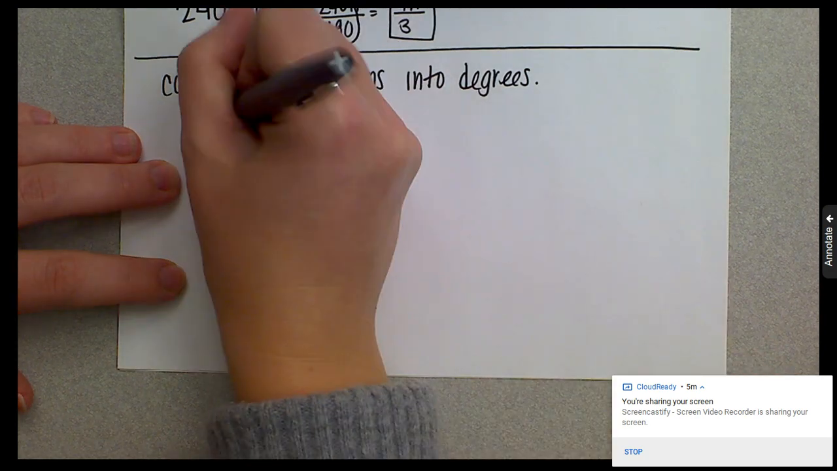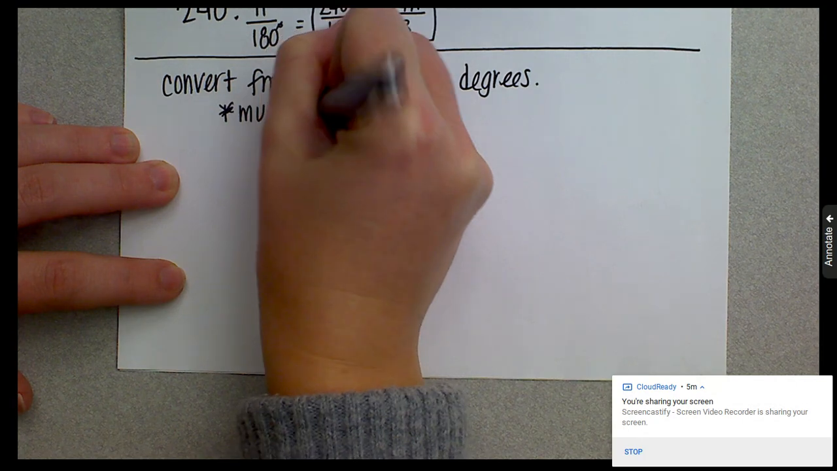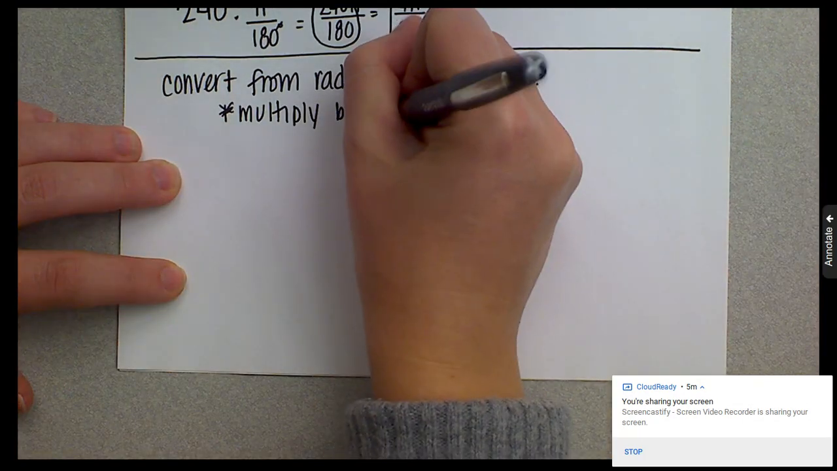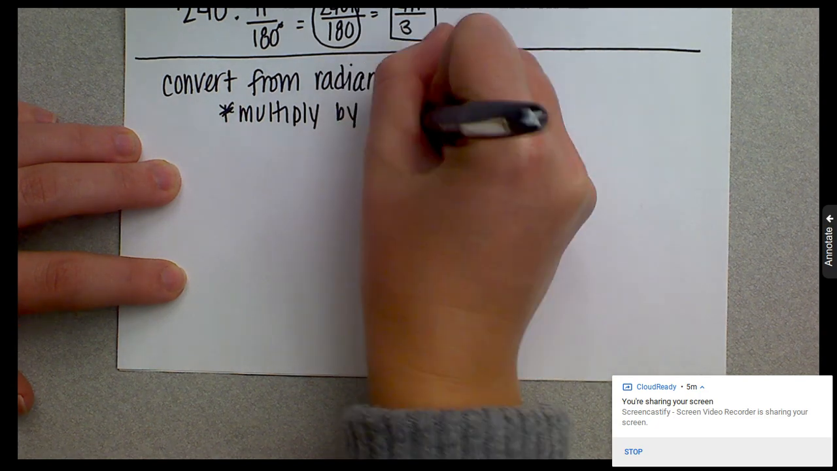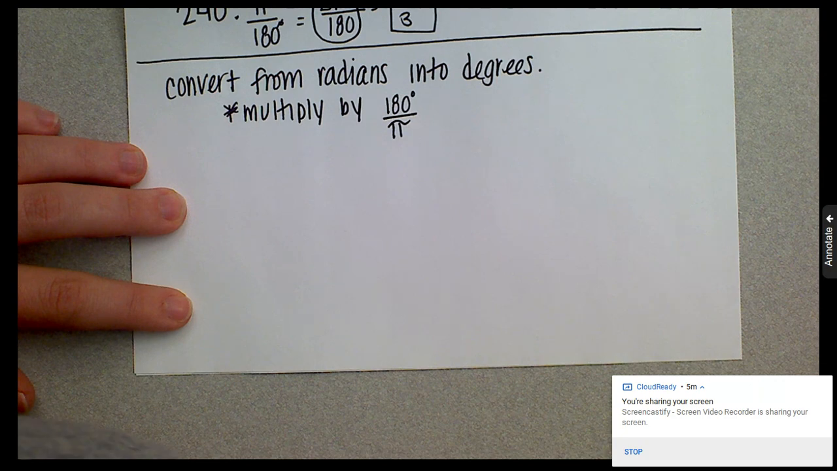Very similar to the last one, you're going to multiply by, it's not the same fraction, but it's very similar. You're going to flip what you had before. So you're going to multiply by 180 over pi. Once again, that pi and 180 come up a lot.